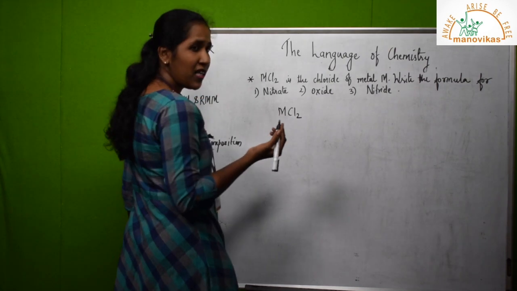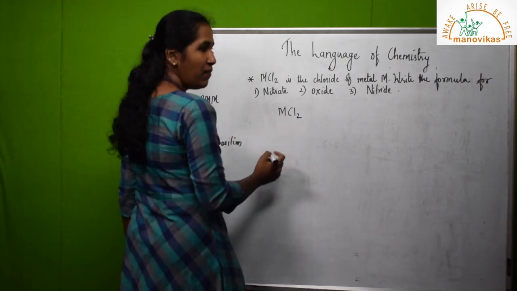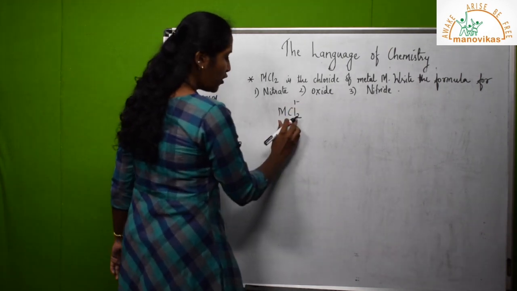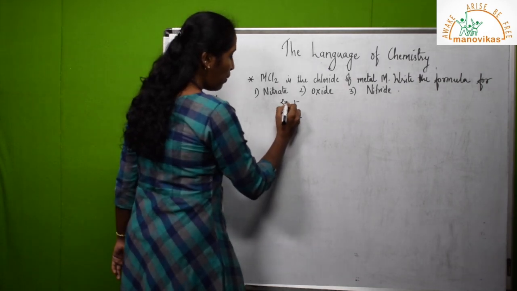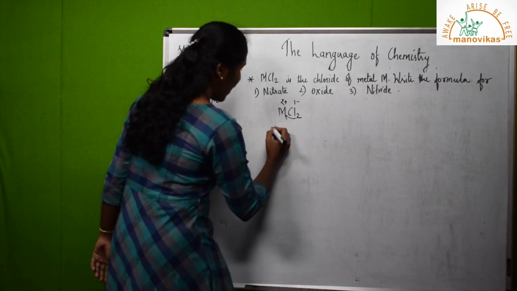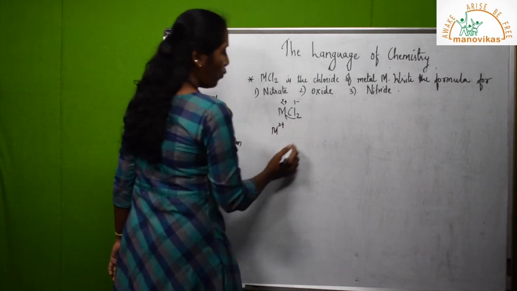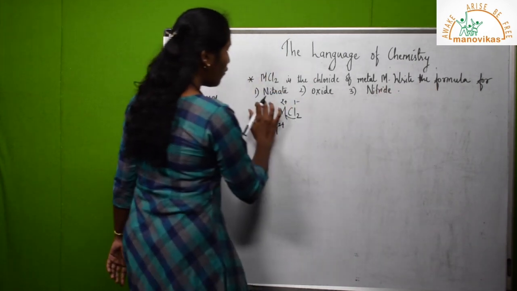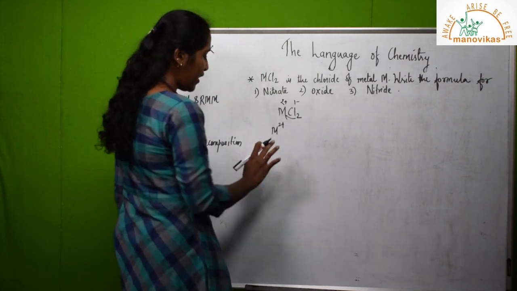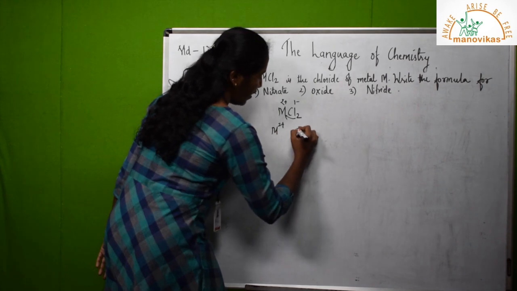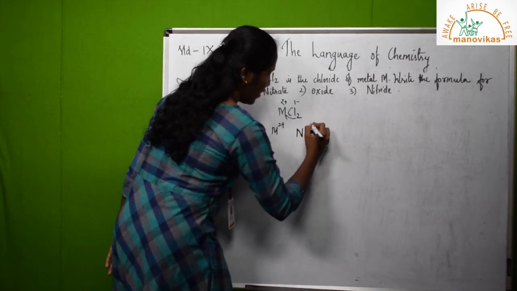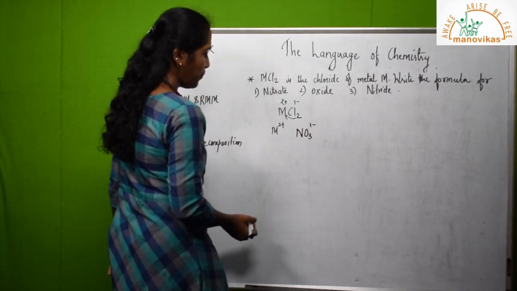So as we have studied with the crisscross method, chlorine we have valency 1 minus. So what will be the valency of metal? It will be 2 plus. So consider this metal is having 2 plus valency. Now based on that you have to write the formula for nitrate. You know the metal valency is 2 plus. Nitrate is what? Yes, it is NO3 1 minus.